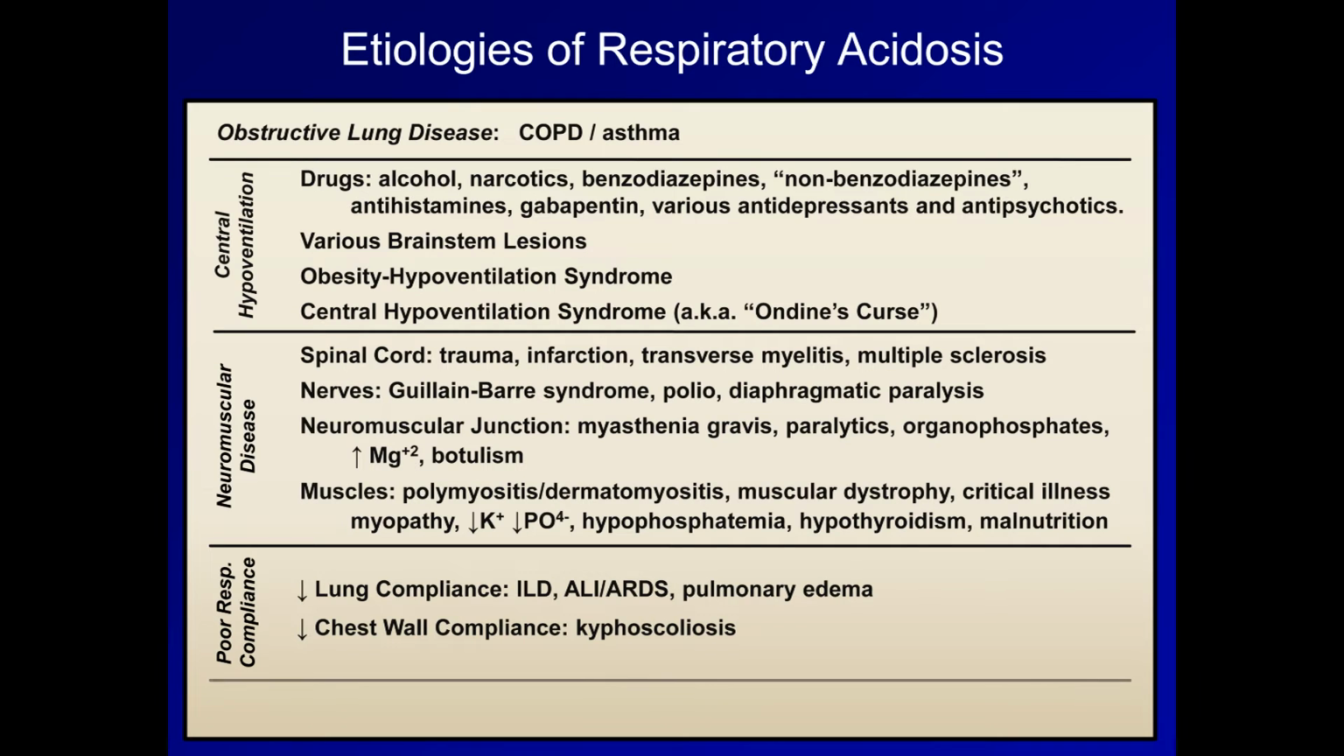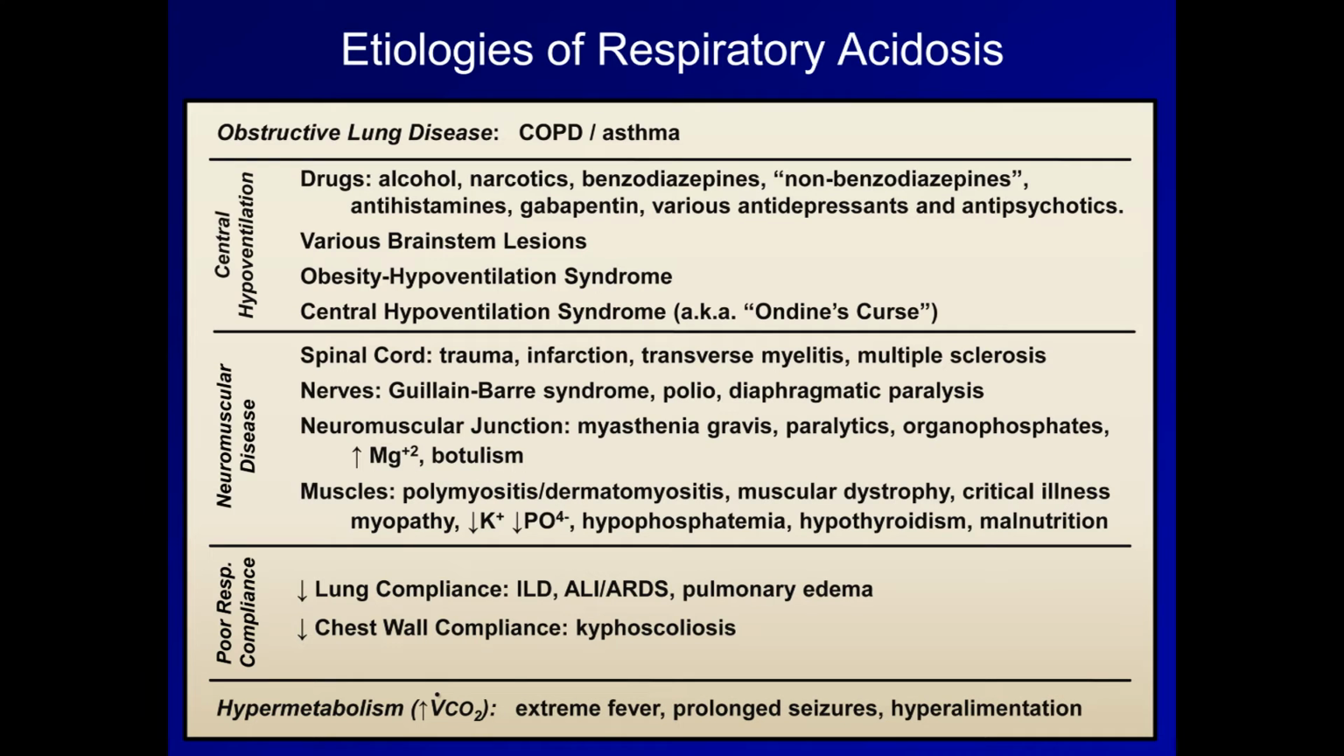The final category is not a problem with ventilation at all per se, but is rather hypermetabolism, that is, rare situations in which the rate of CO2 production is significantly elevated over normal. This has been reported in extreme fever, prolonged seizures, and hyperalimentation.